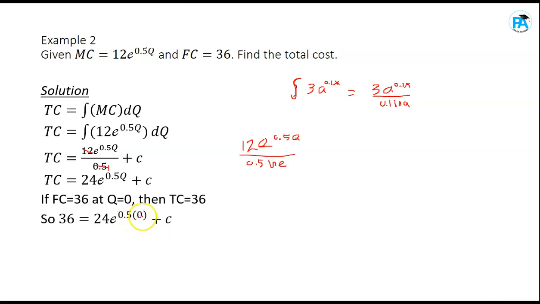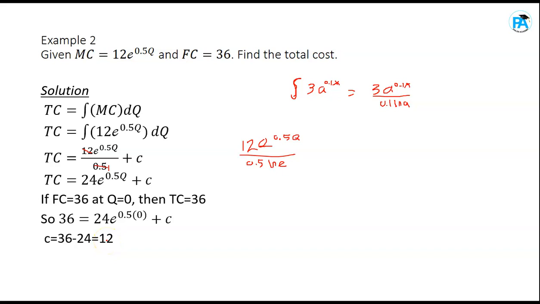So let's exponent, 0 times this gives you 0. E exponent 0 will return 1. Okay, E exponent 0 is 1. So 1 times 24 is 24. So if you group like terms, you have what? C to be equal to 36 minus 24, which gives you 12.